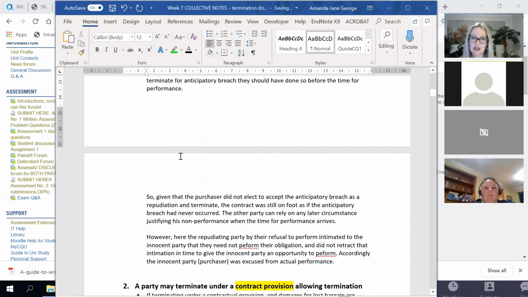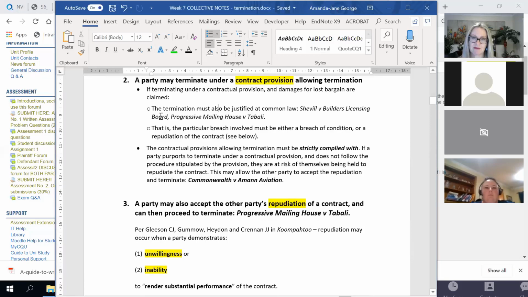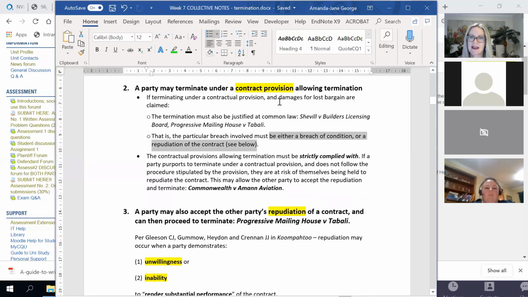The other way, if you're not talking about breach of a condition, you might terminate for triggering of a contractual provision that allows you to terminate, okay? Contracts commonly say, if you don't do X, we will be able to terminate. No real rocket science to that, but there's two things to note about that. The termination has to be justified at common law, and by that I mean it has to be either a breach of condition or a repudiation of the contract. I'll talk about that in just a second. Otherwise, you cannot get damages for lost bargain.